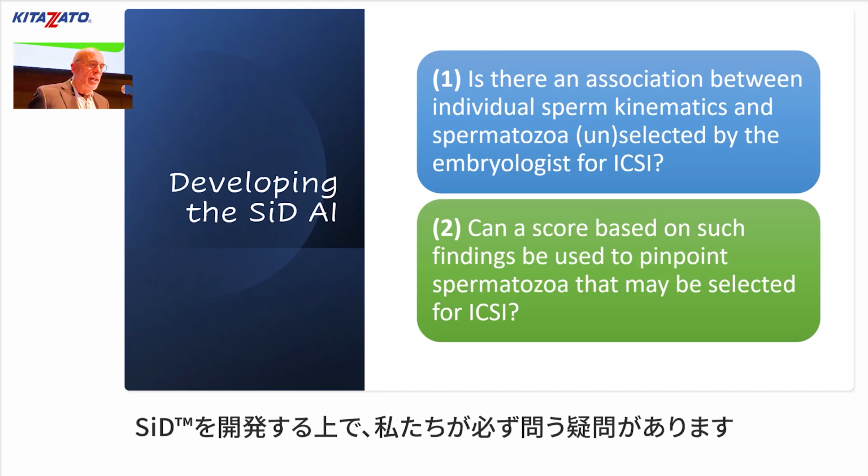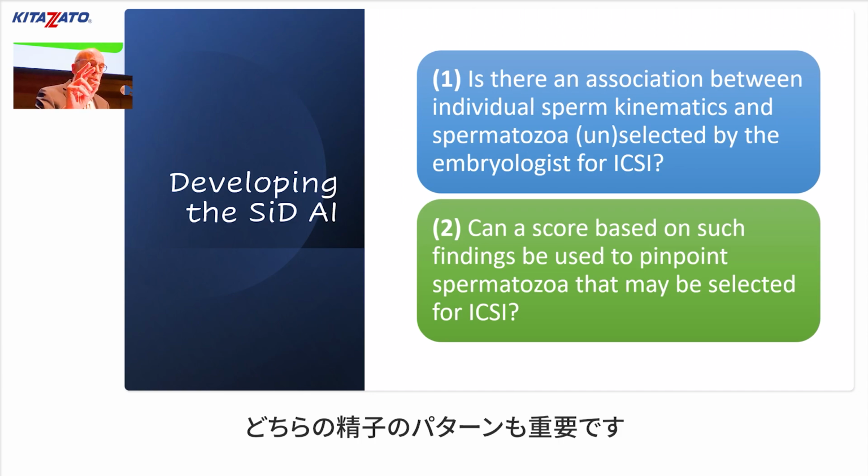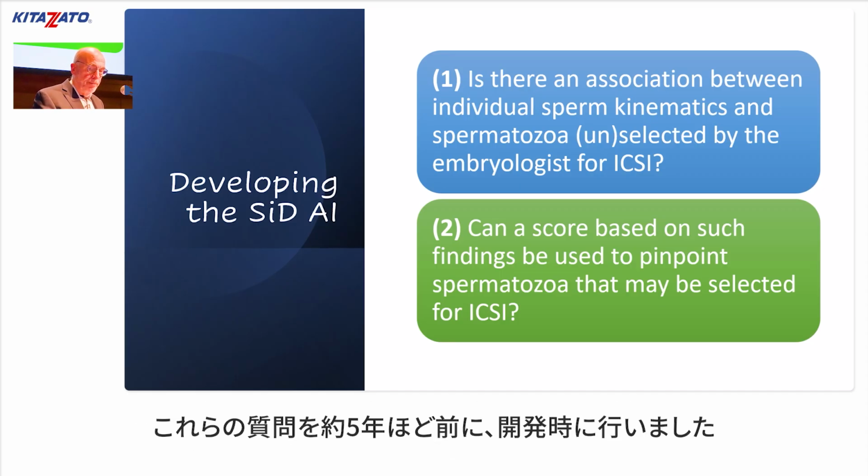The 2 questions we certainly asked in developing the SiD AI: is there an association between individual motility patterns of single spermatozoa that are selected by the embryologist for ICSI or not selected by the embryologist? Both alternatives are important. And secondly, can a score based on such findings be used to pinpoint spermatozoa that may be selected for ICSI on purpose? Those are the questions we asked when we developed this about 5 years ago.